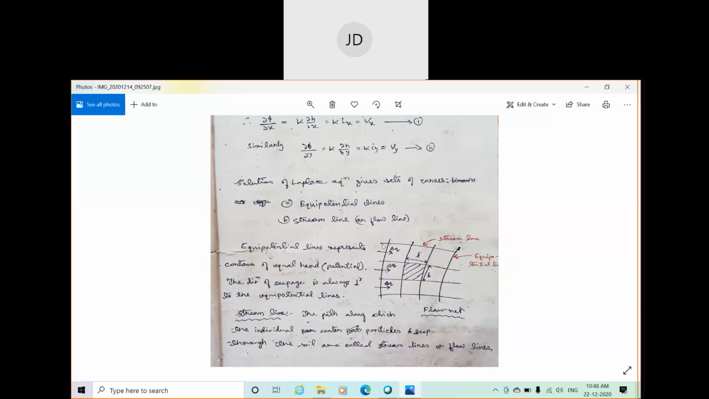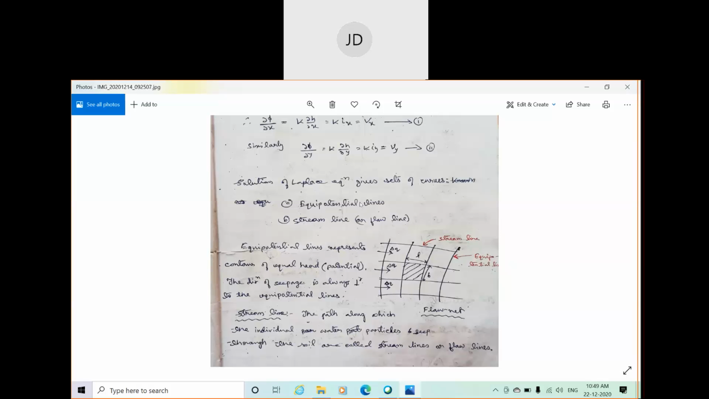I want to make it very easy. Suppose I told you the water is flowing in this direction from left to right. That means there must be some hydraulic gradient. Somewhere water is coming from this point and going to this point. That means between these two points some head drop will be there.